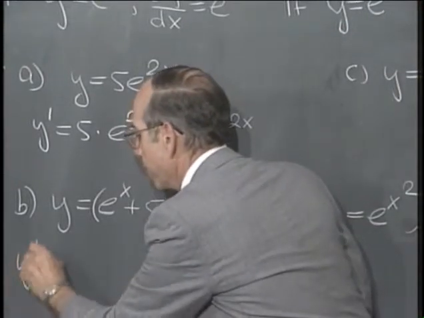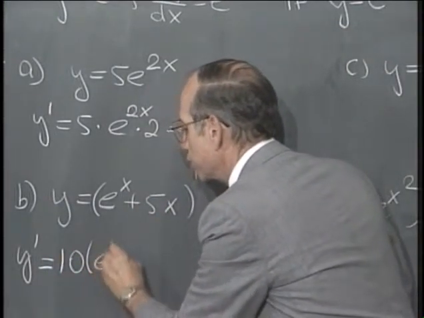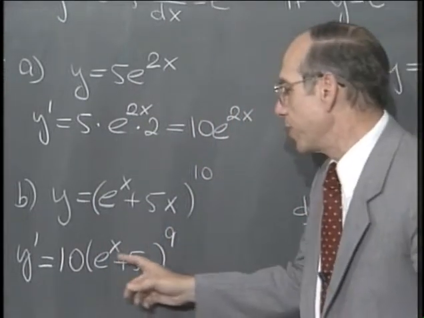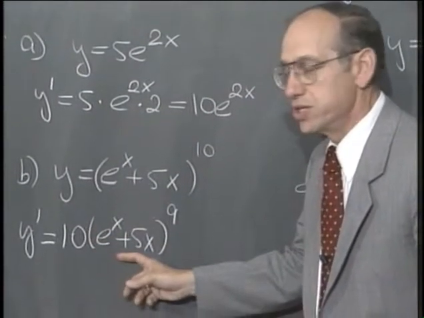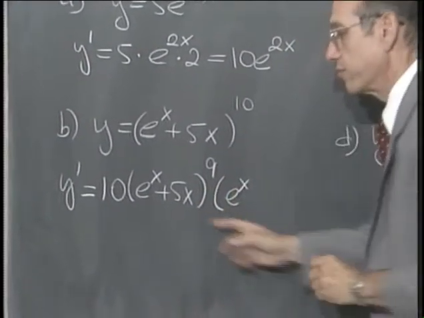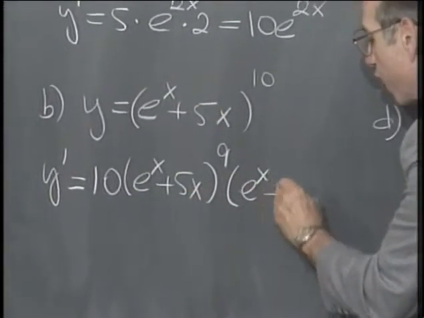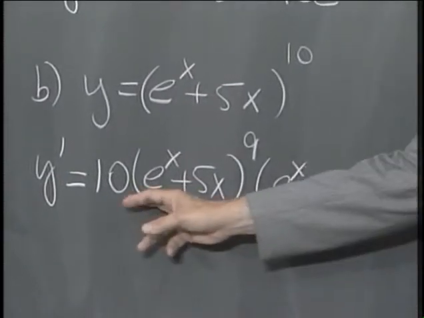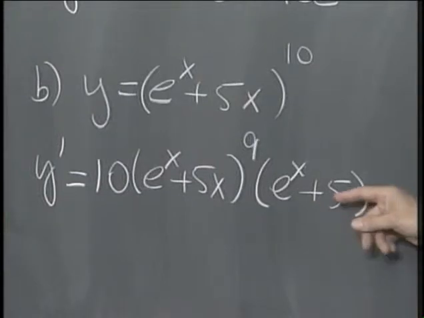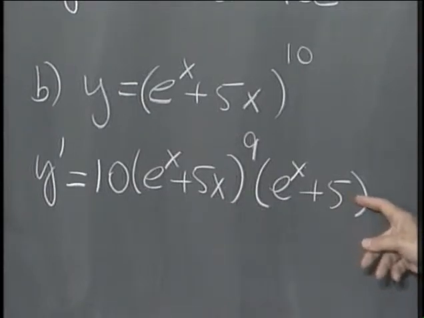So y prime is equal to, this is something to the 10th, the derivative is 10 times that same expression raised now to the 9th power, and then we have to multiply by the derivative of what's inside these parentheses, and the derivative of e to the x plus 5x is e to the x, right? The derivative of e to the x is e to the x, plus the derivative of 5x, which is 5. And our answer is 10 times e to the x plus 5x to the 9th times e to the x plus 5. We can't multiply this into here because here there's an x and here there isn't, so we're going to leave this answer just like this.